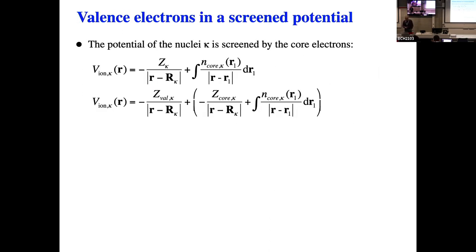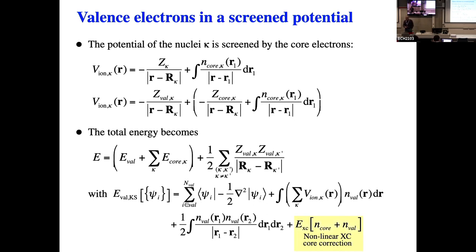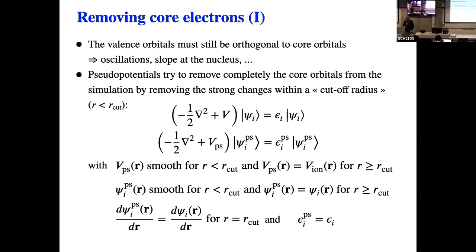Now, I'm skipping the mathematics, but basically you can separate the contribution of the core to the energy and the valence contribution to the energy. The only exception where you cannot do that easily is the exchange correlation part, which in principle depends on the full density. And so we need to include a nonlinear core correction when we only treat the valence electron density. The idea of the pseudization is to replace the wave functions and the potential by a potential that's smoother.